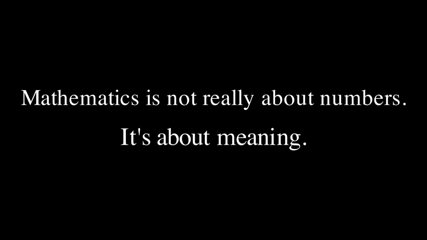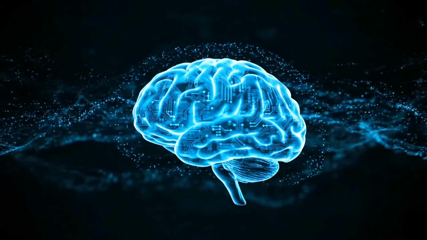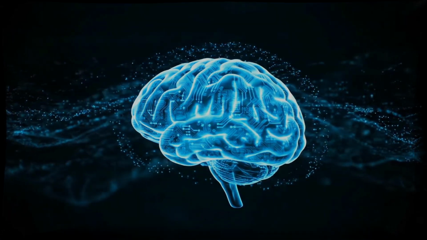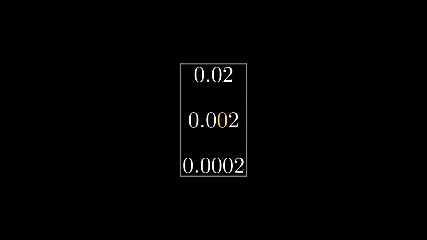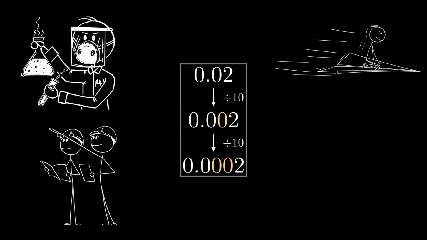Now, here's where things get even more interesting. Our brains are surprisingly bad at judging very small numbers. Look at these: 0.02, 0.002, and 0.0002. They look almost the same, just a few extra zeros, nothing special. But each number is 10 times smaller than the previous one. A tiny movement of the decimal point completely changes the value. And that's why scientists, engineers, pilots, and businesses are obsessed with precision. Because small looking mistakes are not always small mistakes. Sometimes they are enormous mistakes wearing a disguise.